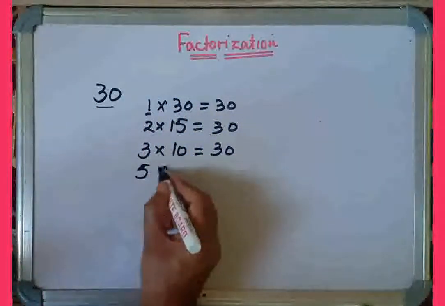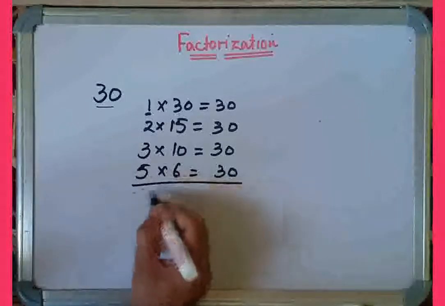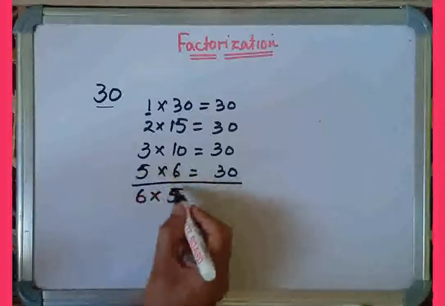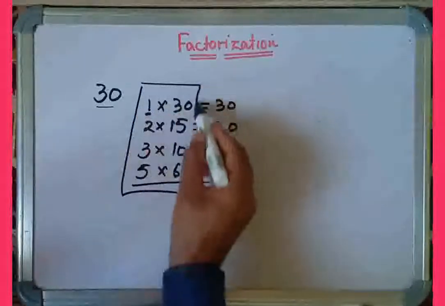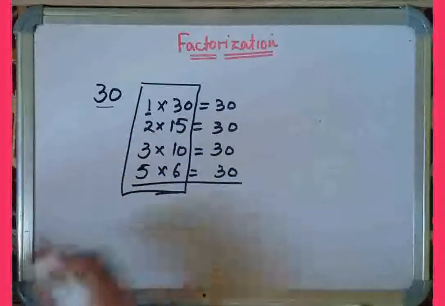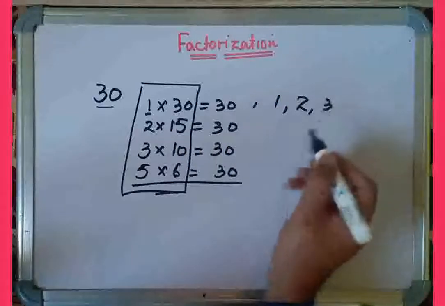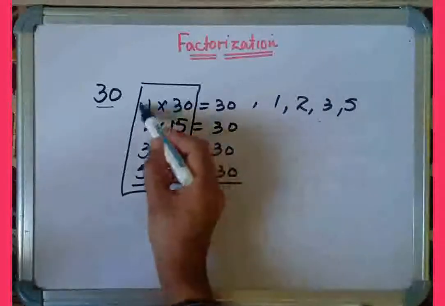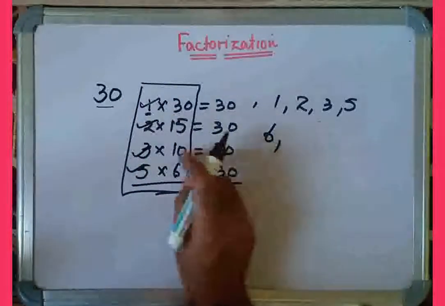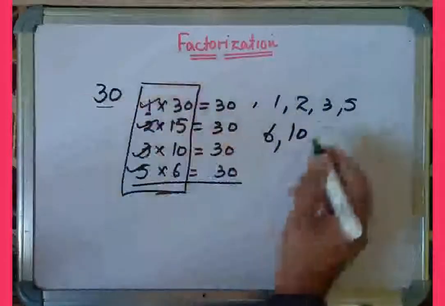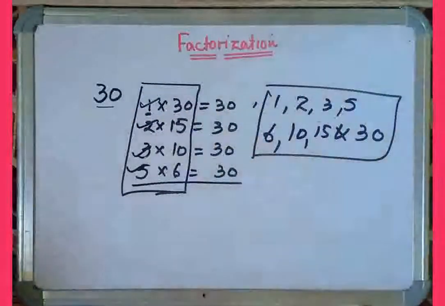Then 5 sixes are 30, then 6 fives are 30. You have to stop here because 5 sixes and 6 fives are 30, these two are the same, so we have to stop right here. Now we can find the factors of this number 30. 1 is a factor, 2 is a factor of 30, 3 is a factor of 30, and 5 is a factor of 30. Then 6, 10, 15, and 30 are factors too, since 6 fives are 30, 10 threes are 30, 15 twos are 30, and 30 ones are 30. All these are the factors of this number, right?